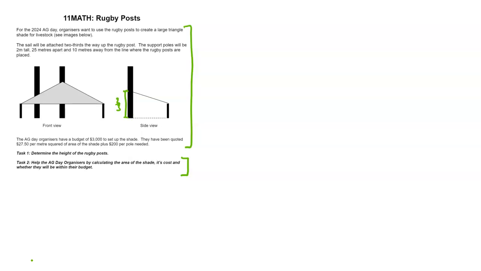And then don't forget, in the previous question, we found out that the rugby post was 9.07 meters tall. The support poles, which are these poles here, are all 2 meters, it says. So 2 meters, 2 meters, and 2 meters. They are 25 meters apart. So I'm guessing that means the distance from here to here is going to be 25 meters. And then finally, they're 10 meters away from the line where the rugby posts are. So the distance on this side here is going to be 10 meters.